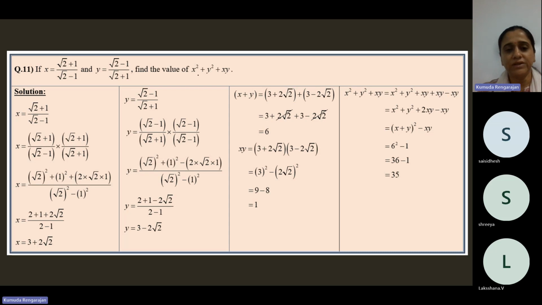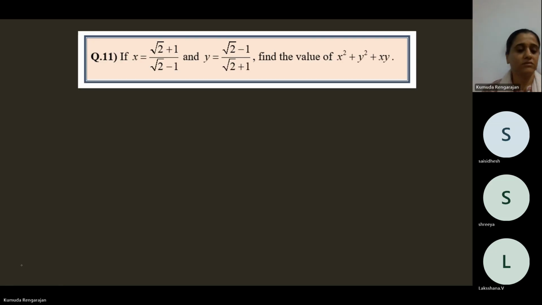Now here in this question, we need to find the value of x squared plus y squared plus xy. X squared plus y squared plus xy. All right. Yeah, we'll do this together.